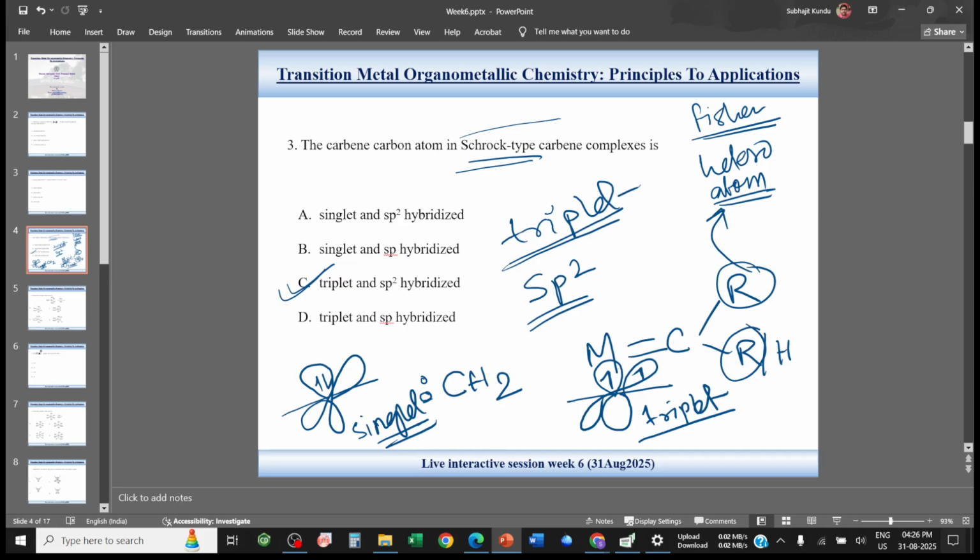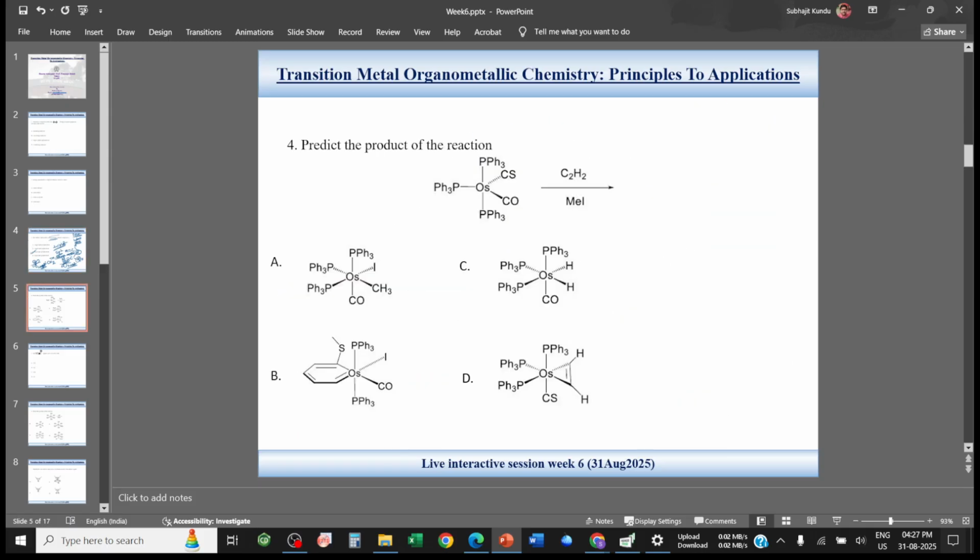No, no. When carbene is attached to a metal, it is always doubly bonded. It is not about double bond or single bond; when it is carbene, it is always double bonded. Only the spin state is different. We have already discussed the transition metal alkene complex. Okay, the next question is to predict the product of the reaction.